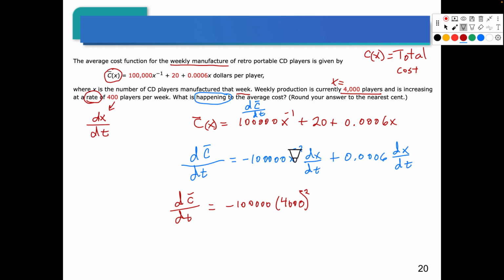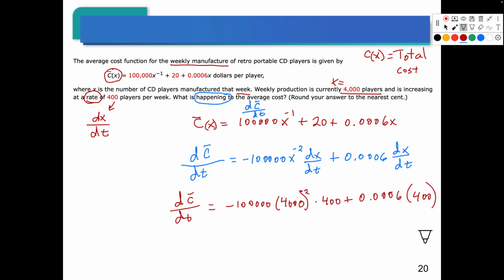What's dx/dt? It's the derivative of x with respect to time. That's the rate. We were given that currently it is 400. And over here we're going to have 0.0006 times 400. Now you could also have done the algebra and factored it out, but we've got all the stuff now. We just got to calculate this number, right? This is all arithmetic now. So negative 100,000 divided by 4,000 squared times 400, and then this.